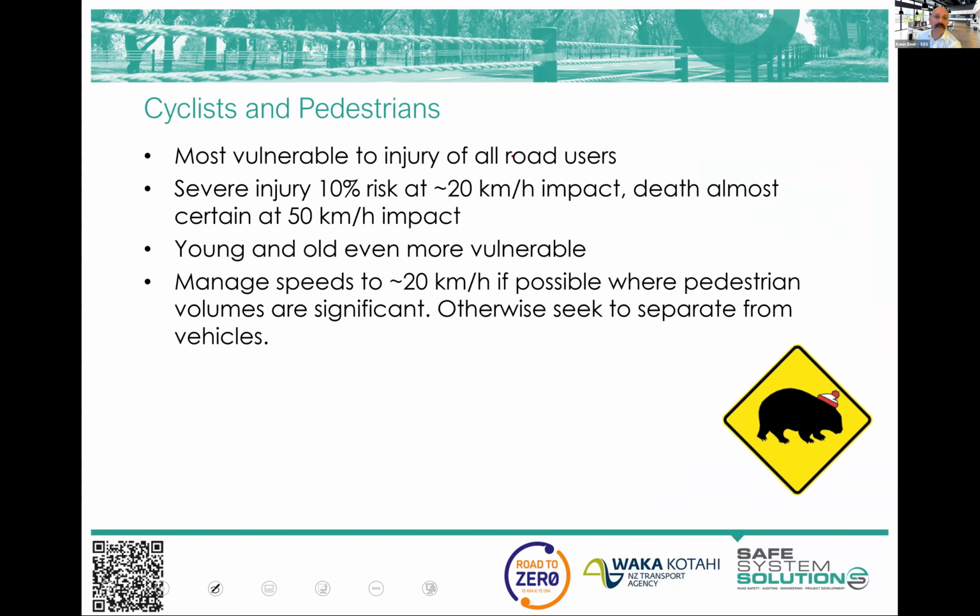So cyclists and pedestrians are our most vulnerable. We're talking severe injury around the 20 to 30 kilometre per hour mark, and death is almost a certainty at a direct strike around 50 kilometres per hour. And obviously the young and the old even more vulnerable. So ideally we're managing speeds around that 20 to 30 kilometre per hour mark if possible, where pedestrian volume is significant. Otherwise, we want to separate from vehicles.